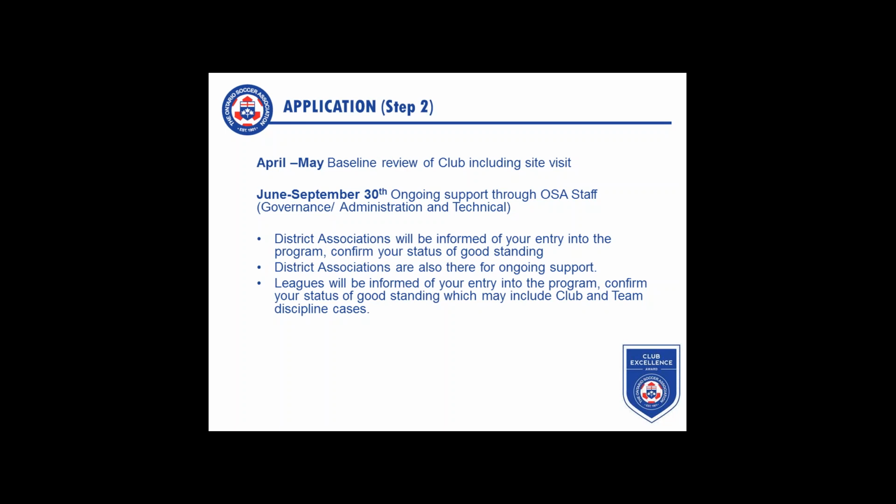Also, during the months of June to September, we will contact the district associations, and they'll be informed of your entry into the program, and we confirm your status of good standing. We also use the district associations for ongoing support for various areas within the scorecard. We contact the leagues to let them know that you've applied and to also confirm your status of good standing, which may also include club and team discipline cases.